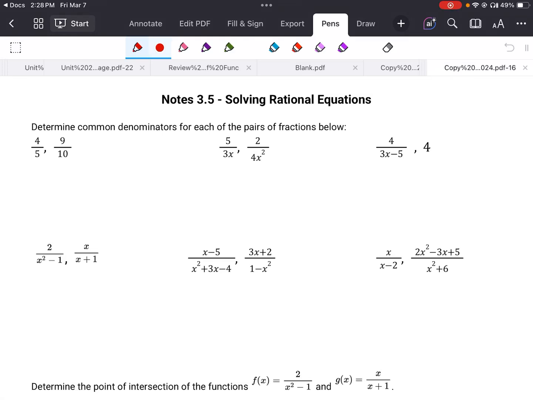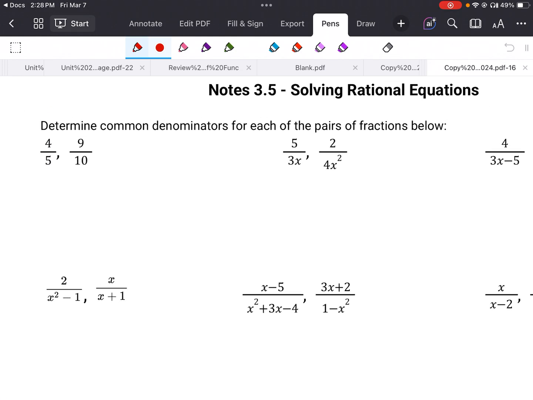Hello, today we are going to be solving rational equations, which is going to include our knowledge of adding or subtracting rational equations and finding lowest common denominators. So we're going to start off with finding common denominators for each of the set pairs.